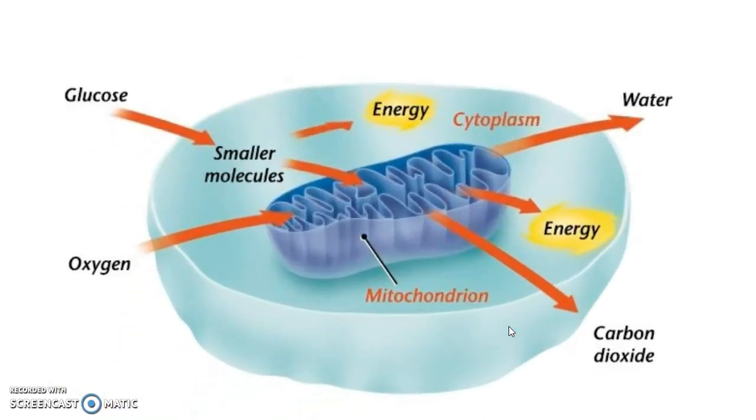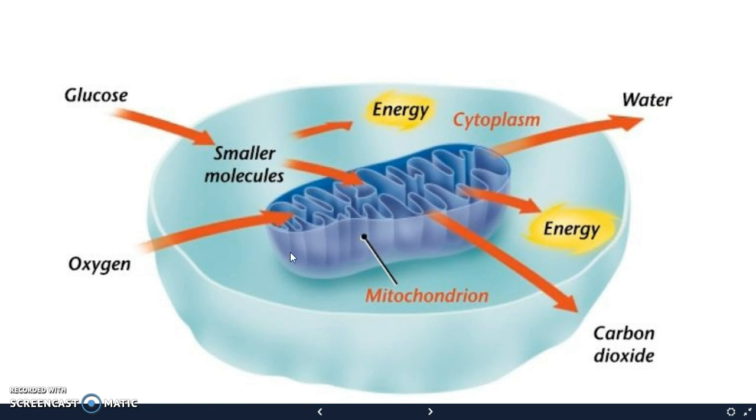So here is a diagram. Obviously, it's not to scale because we have this big, ginormous mitochondria right in the cell here. So what happens, we've got glucose entering the cell through diffusion, and in the cytoplasm we have that glycolysis happening where these glucose molecules are being broken down into smaller molecules, and a little bit of energy here is released, not much. At the same time here, we've got oxygen entering the cell and entering the mitochondrion through diffusion.